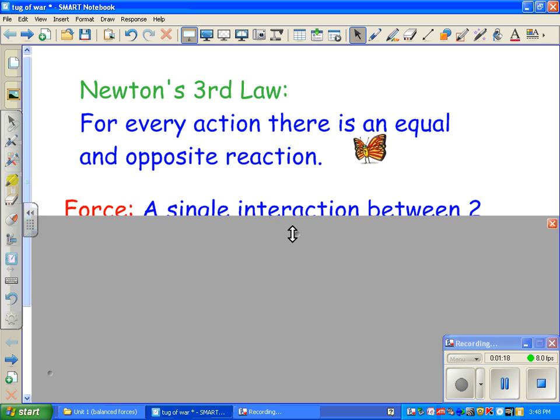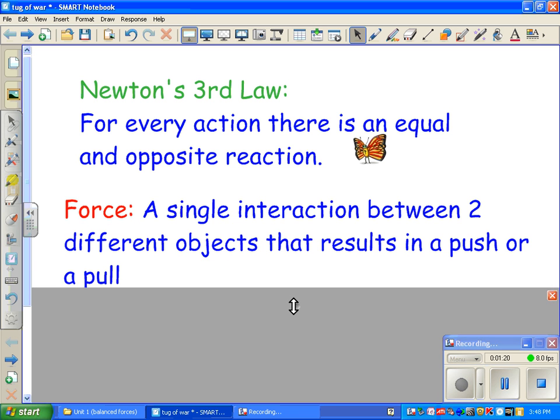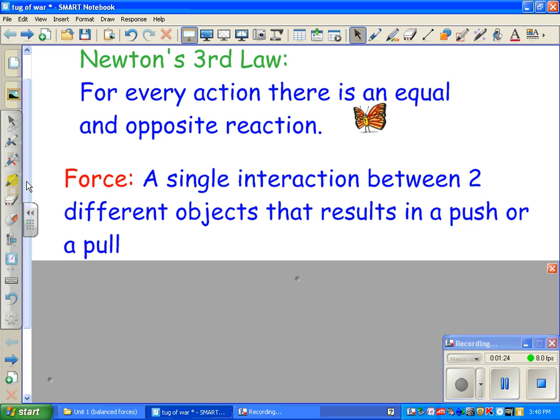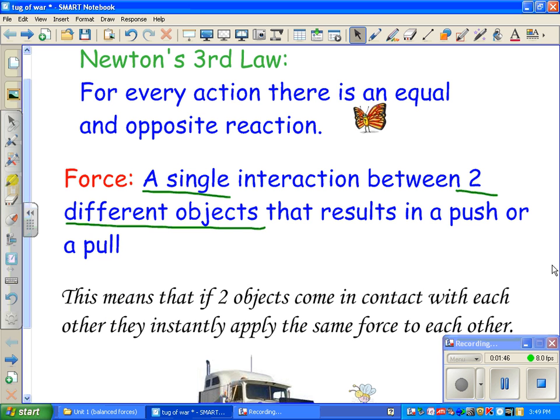So we're going to say this. Force, we remind ourselves, the definition of force was a single interaction between two objects that results in a push or pull. If we look at our definition, it says that we have a single interaction between two different objects, aka two objects touching, one force. All right, so to help explain this, we have a demo.